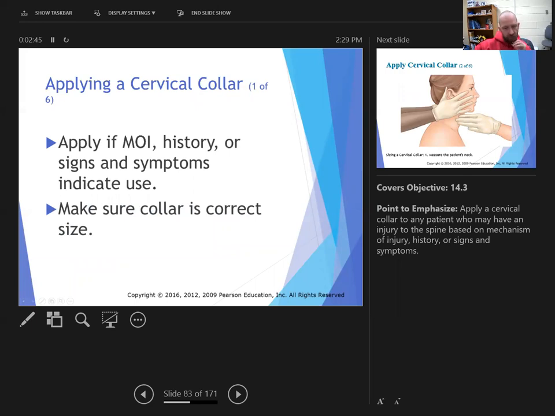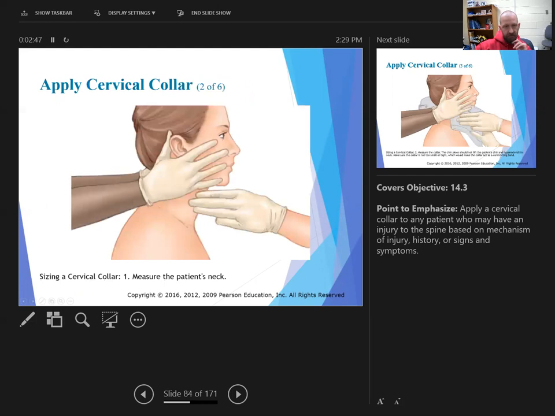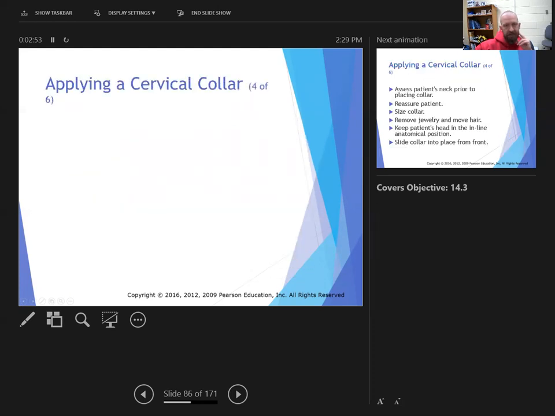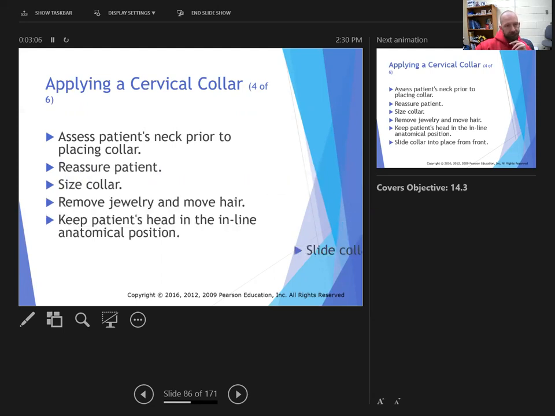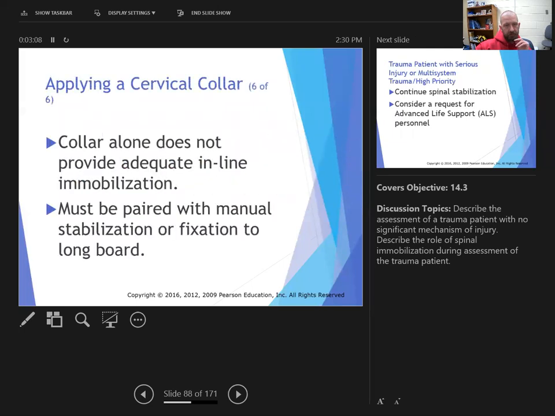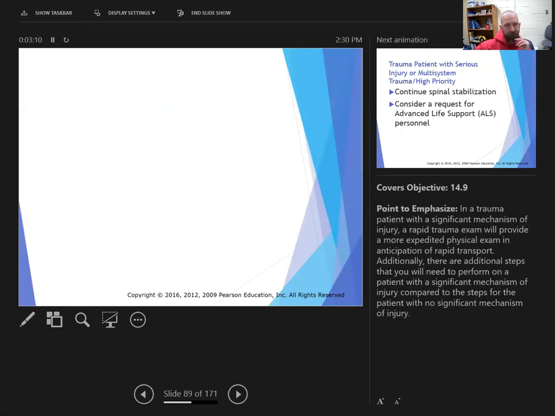When we get back in class, we'll size the collars. This is showing you how we're going to measure the patient's neck and how we're going to apply it, but we will do this in person in class. I'll at least make a video for you guys. So we'll just go right on.